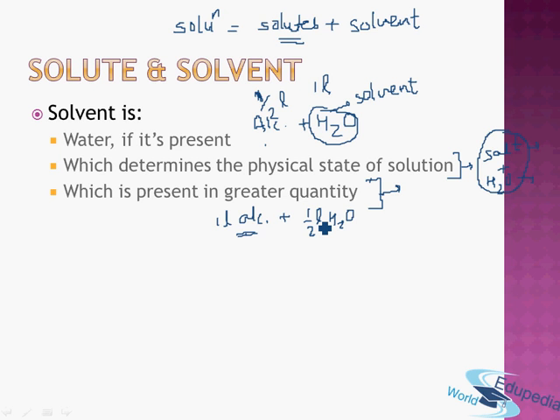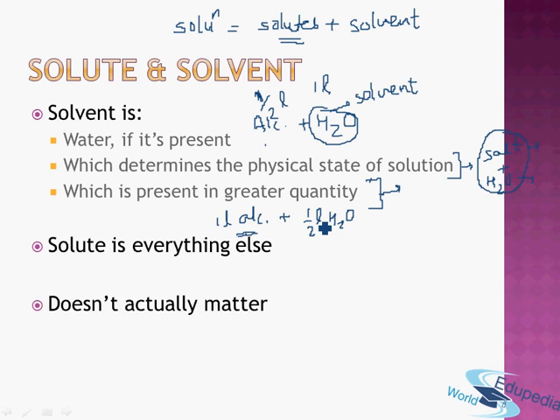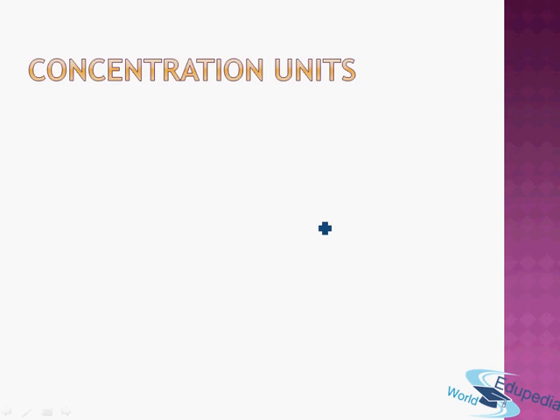So now you know how to classify the solvent. Once you have classified the solvent, the rest of the substances present in your solution will be taken to be solutes. Solute is everything else left in your solution, so it doesn't actually matter. Let's see concentration units.